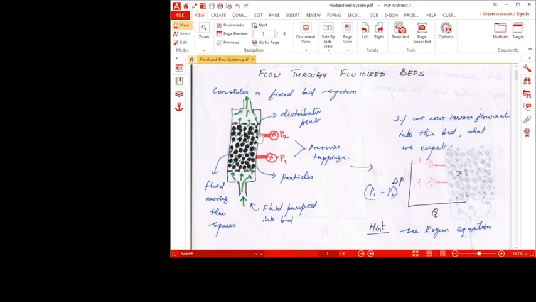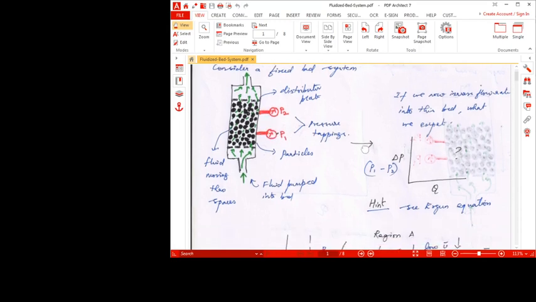Now let us assume that you have two pressure tappings. Let's take the case of an upflow system, and you have two pressure tappings P1 and P2. For the time being, let us focus only on the frictional pressure drop between P1 and P2. We will not account for the static head. What I mean by the static head is the ρgh component between P1 and P2.